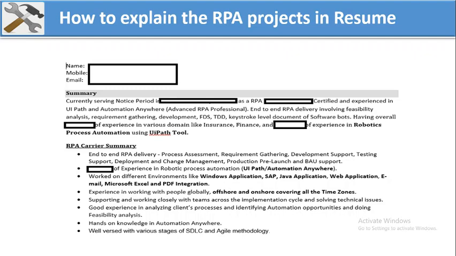After that, you can give your career summary: what you have done in your past organization or in your current organization, what your interests are, whether you have worked onsite or offsite, what different kinds of knowledge you have, and what experience you have. You can give all of that in this RPA career summary.